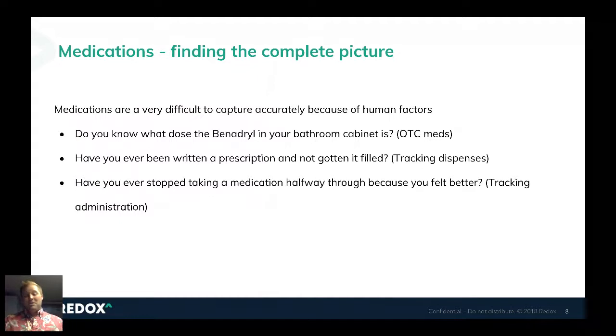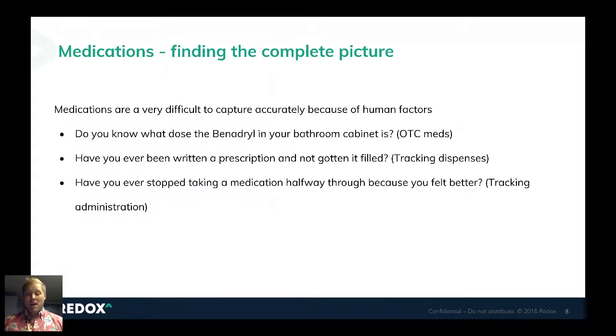If you've ever been written a prescription and not gotten it filled, that's a whole other kind of problem, where a doctor might write you two things and say, hey, these are what these do. If you want this one or this one, go get it filled. Or they might say, see if it goes away in 3 days and then get this prescription filled. So there's the need to understand if something was dispensed. And then whether or not people actually take it or apply it is another problem. That's what we call administration.